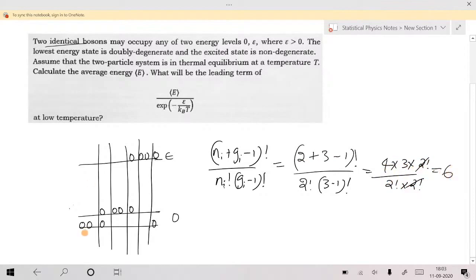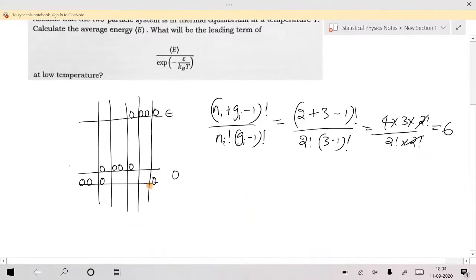I think 6, am I right? 1 2 3 4 5 6. Again, we haven't left anything. This is how you have to confirm whether you have left any possible way of distribution or not. Okay, now count the energy. 0 energy, 0 energy, 0 energy. This energy would be E.